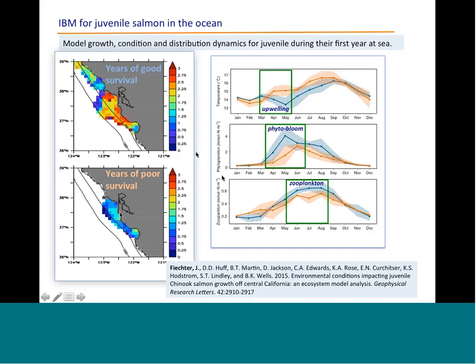What's additionally cool is you can actually start telling a story about what the environmental conditions were that led to these poor survival years. The top figure is temperature from the model. Red is the average temperature for years of poor survival across the months, January to December. And the take home here is that during poor survival years, temperature is still high here in March and April, which is typically the initiation of upwelling. In good survival years, in the blue, we see temperature drops very quickly, and initiation of upwelling.